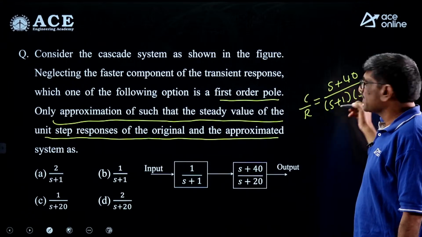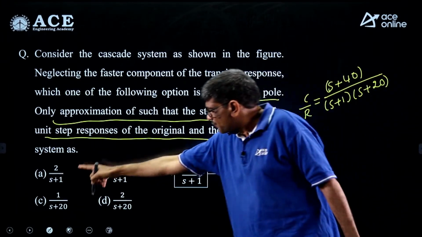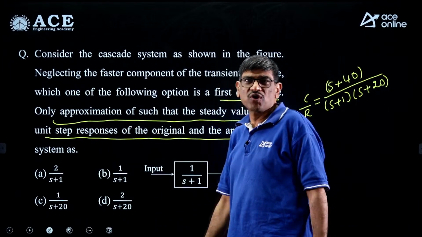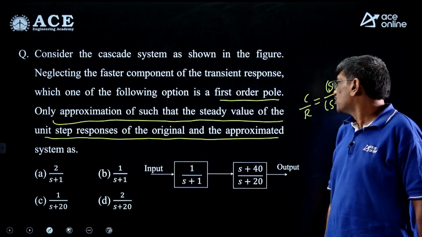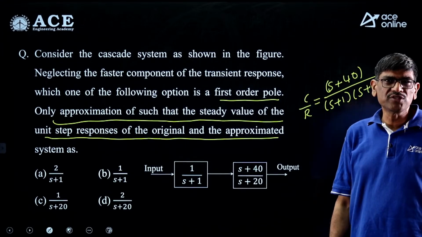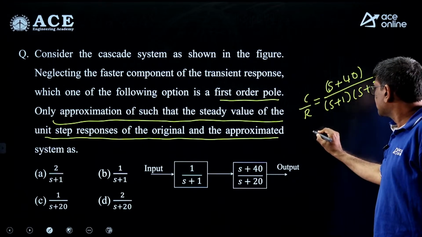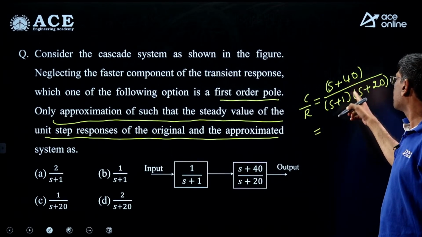So, we can neglect the insignificant pole here. Not only that, you observe the 4 options, he neglected even the 0 also. As we know, we can add any pole or any 0, or we can neglect any pole or any 0, but the system gain should not be changed. If you find the system gain here, what is the system gain you are getting?